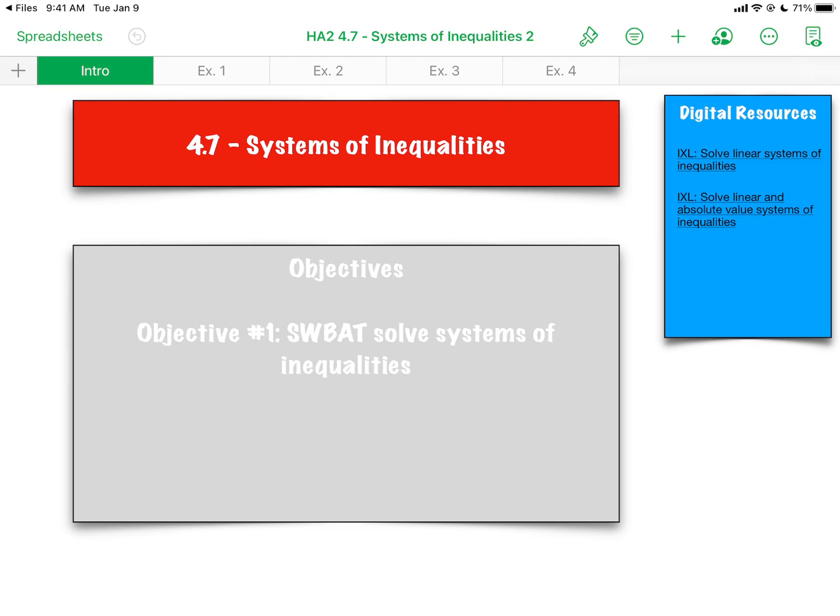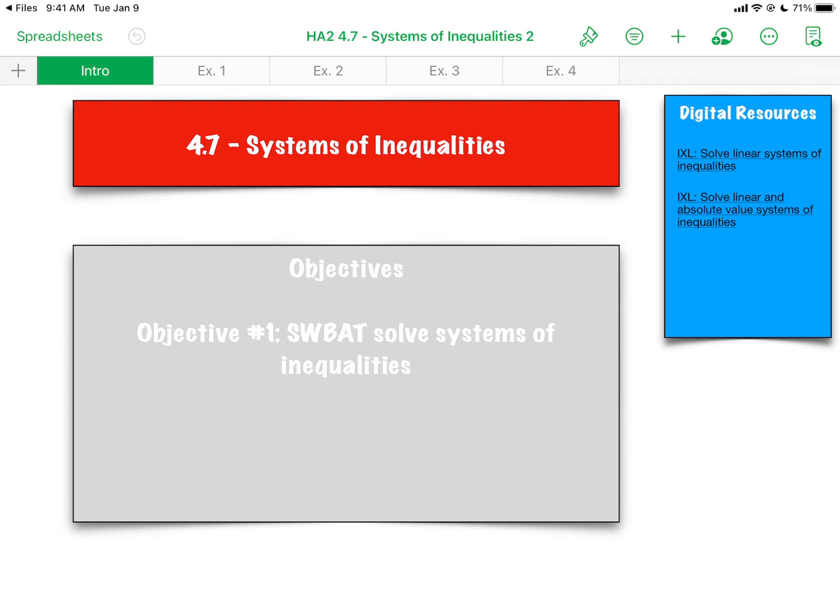So we're transitioning from systems of equations. We've done those with both 2 equations and 2 variables to now 3 equations and 3 variables. So now we're transitioning to systems of inequalities. And we're only going to do this for 2 inequalities with 2 variables. Okay.